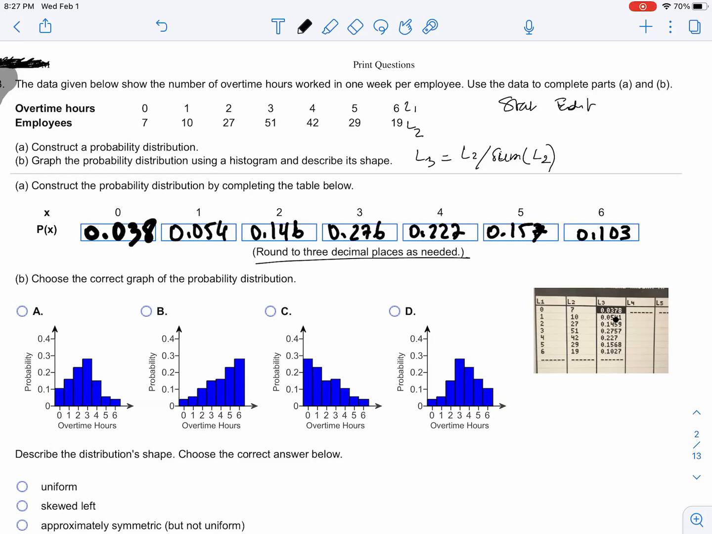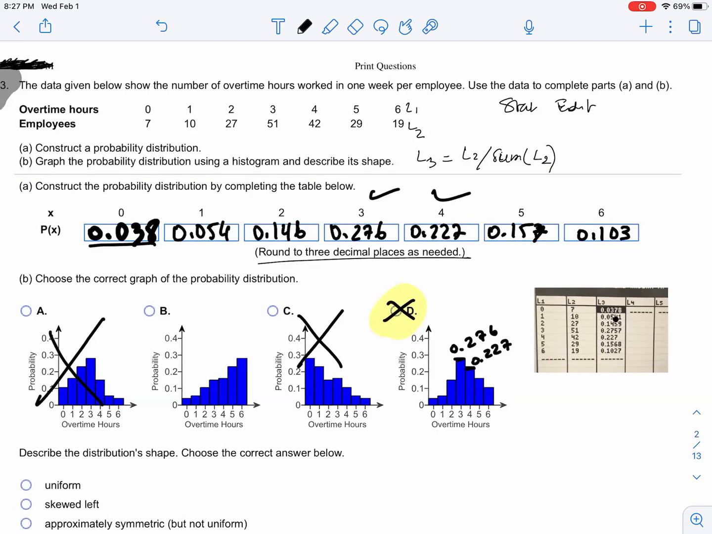All right, it cannot be C, right? Your zero is 0.038. It cannot be A, so it has to be between B and D. Let's look at 6. 6 is not the highest. Your highest is definitely between 3 and 4. So your answer is here. How do I know? Because this is definitely at 0.276. This is definitely at 0.227. Everything else doesn't work. So D is the correct choice.